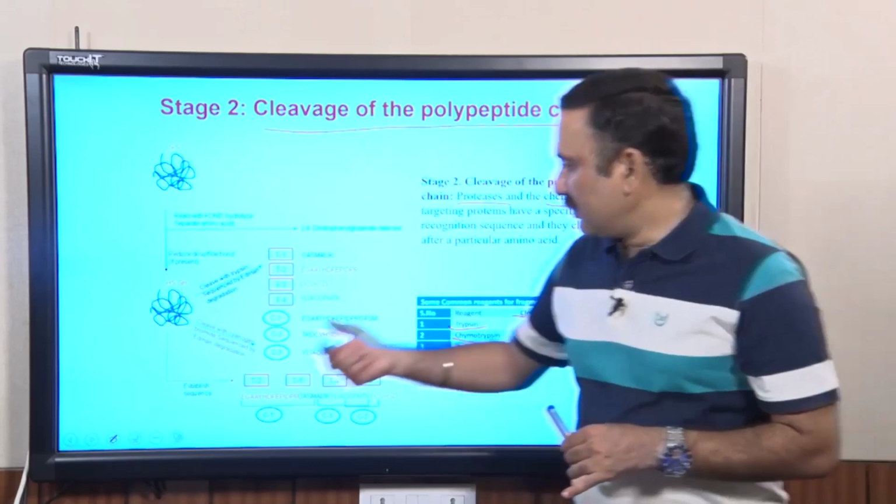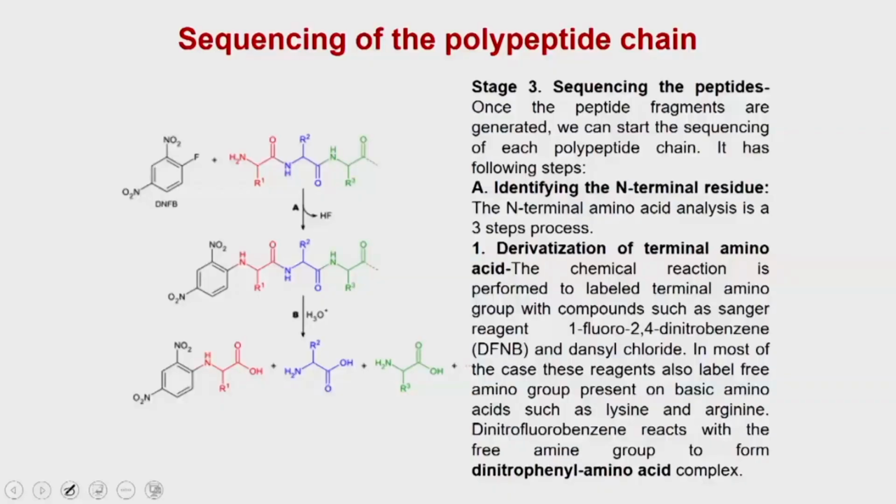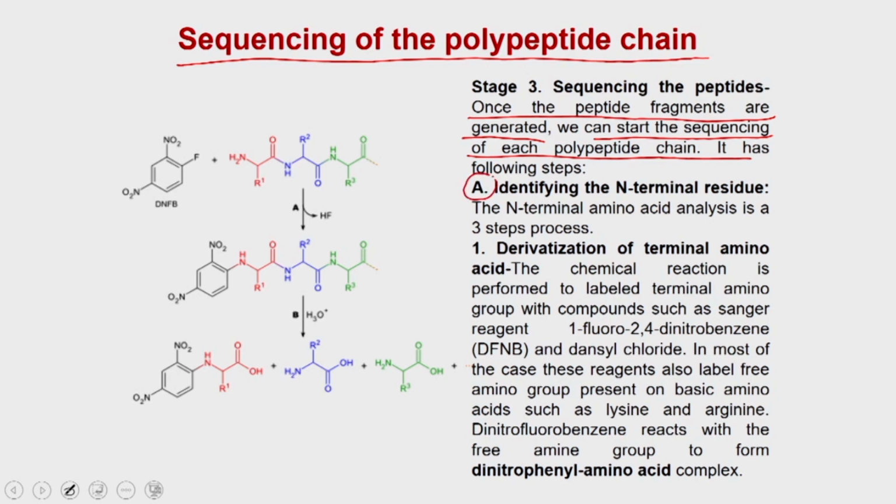Now, you will move on to stage 3. In stage 3 you are going to do the sequencing of these small polypeptide chains. Once the peptide fragments are generated, we can start the sequencing of each polypeptide chain. It has the following steps. The first step is that you have to identify the N terminal residue.